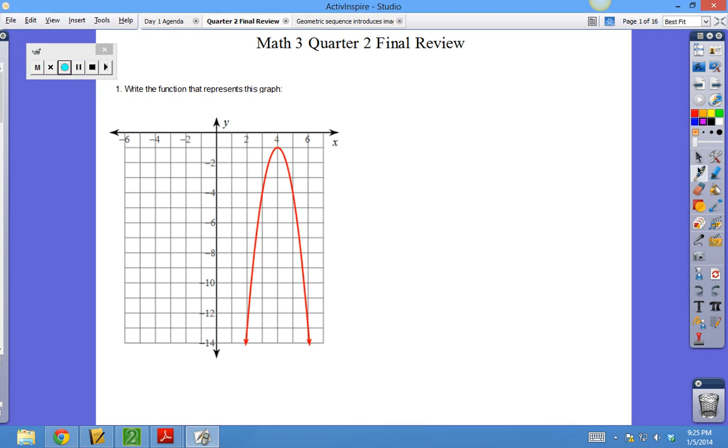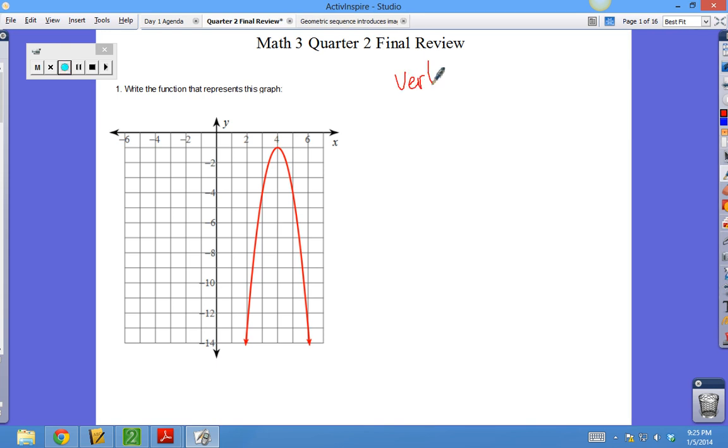Here we go. Okay, item number one is just a review of graphing quadratics. So you need to be familiar with a couple models. This one right here is going to be the vertex model. The vertex form of a quadratic, the general equation, looks like this: y equals a(x minus h) squared plus k.